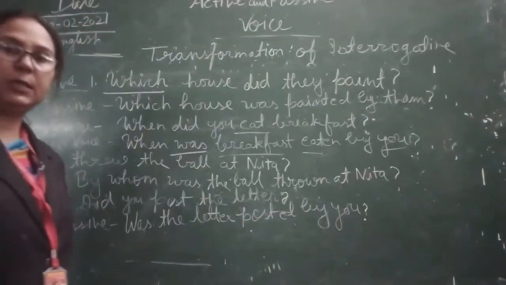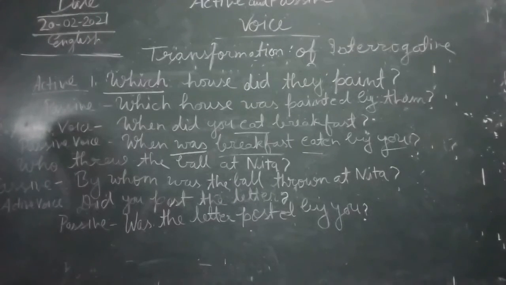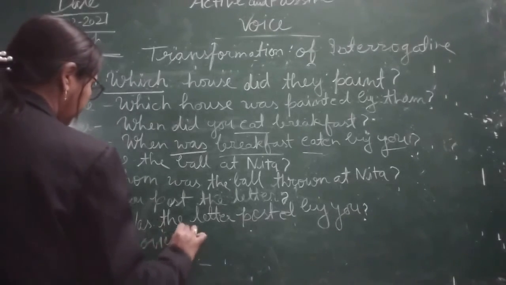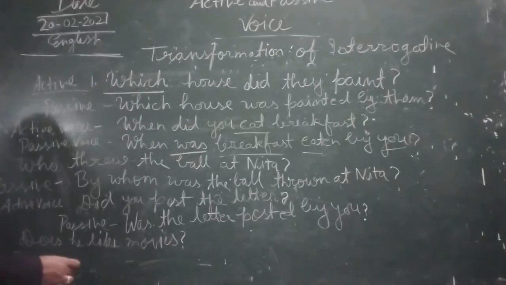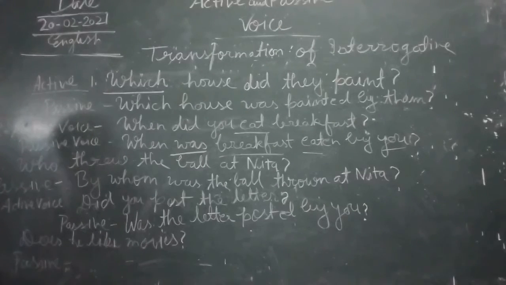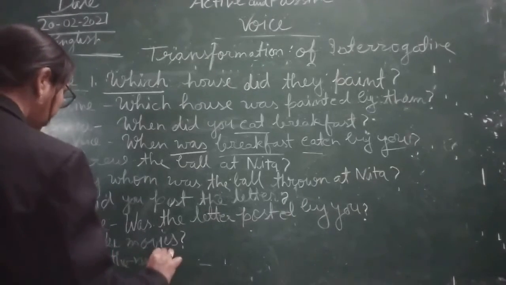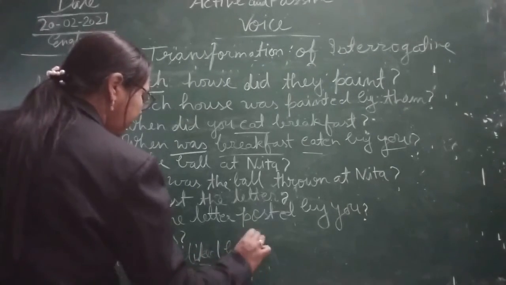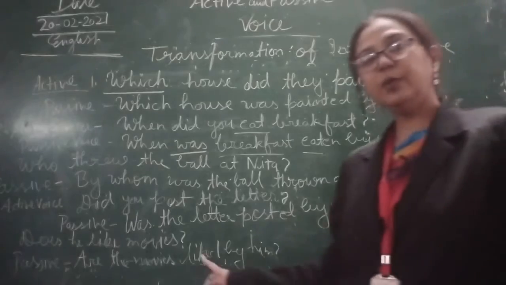Now children, here you can see, was the letter posted by you? Now again we are moving to the number 5. What is number 5? Does he like movies? Again question mark. What we will do in the passive voice? Simple children. Does is there, that is why we have to use are. Are the movies liked by him? Liked by him. Okay.